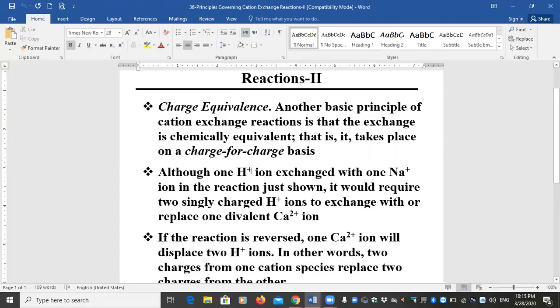Although one hydrogen ion exchanged with one sodium ion in the reaction just shown, it would require two singly charged hydrogen ions to exchange with or replace one divalent calcium ion. So if you have monovalent taking the place of monovalent, that's one charge for one charge. So that's 1 for 1.